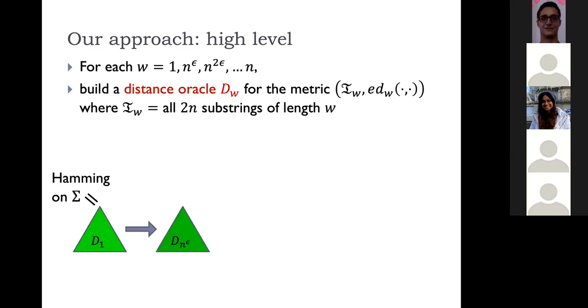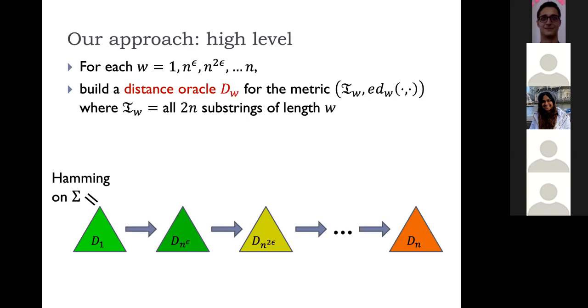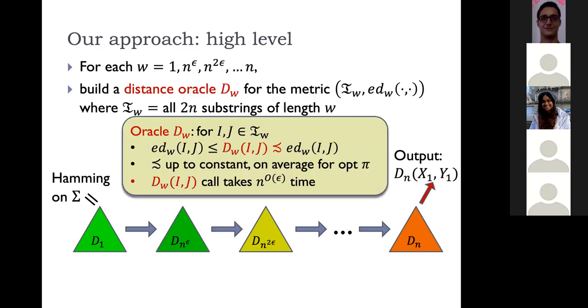Okay, so using D1, we'll build this distance oracle for substrings of length n epsilon, and n to 2 epsilon, and so forth, until we get to a distance oracle of all the substrings of length n, which means that we can just ask what is the distance between x1 and y1, which are of length n, which is exactly equal to the distance between x and y. Okay, the full distances. Now these distance oracles will be approximate, so therefore we'll get an approximation. Okay, and the approximation is roughly the following.